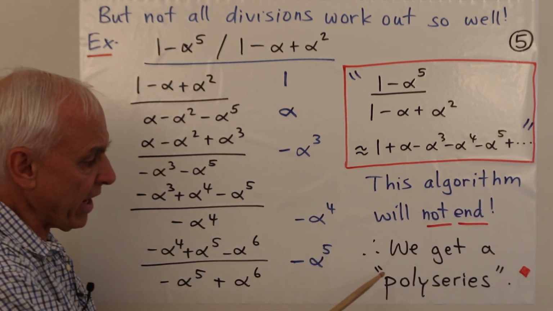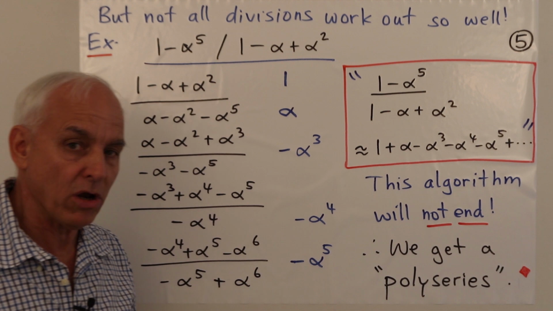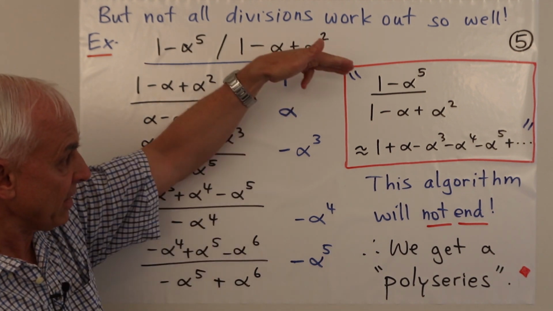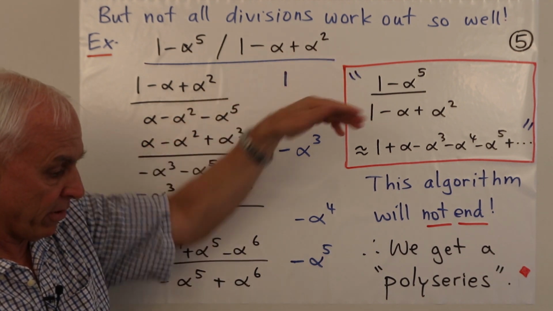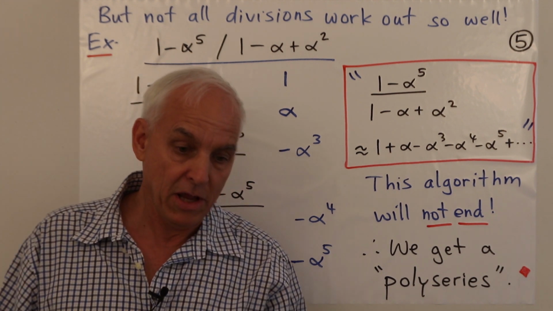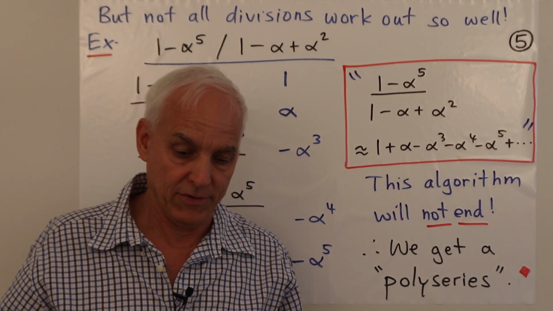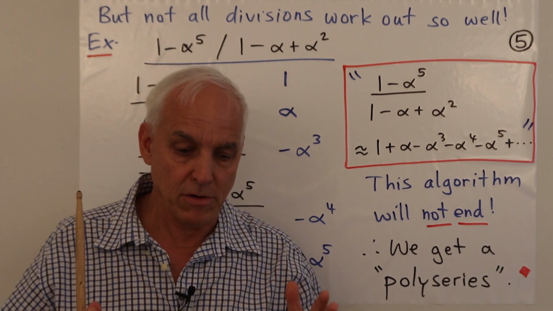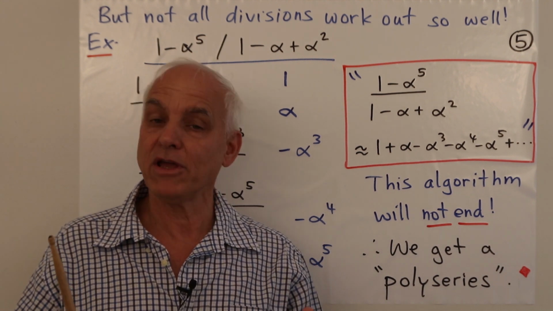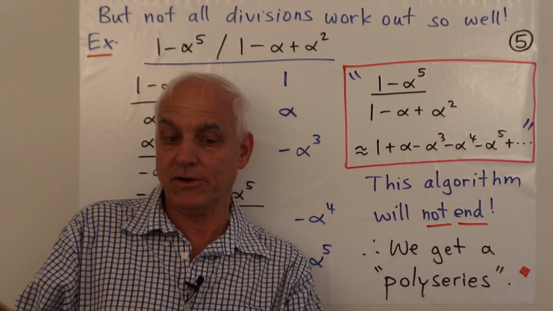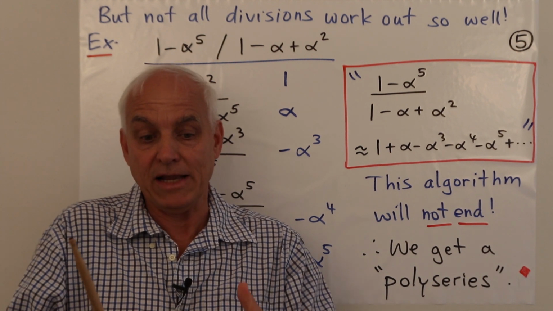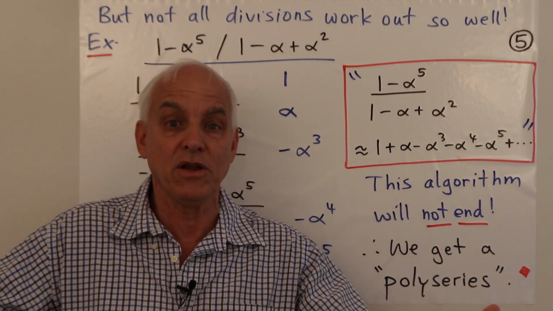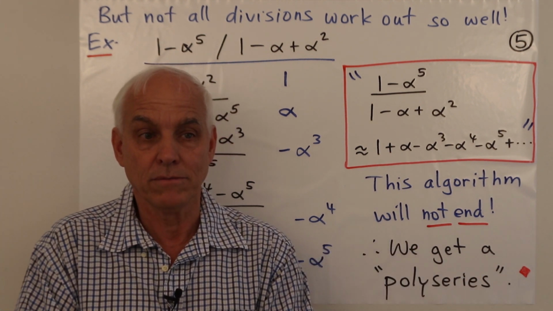So in any case, we're getting something that we could informally call a polyseries. We've divided this polynumber by this polynumber. We have not got another polynumber. We've gotten a polyseries. So this is a very good reason why having an arithmetic including polyseries is a good idea, because it allows us to do division in the world of polynumbers.